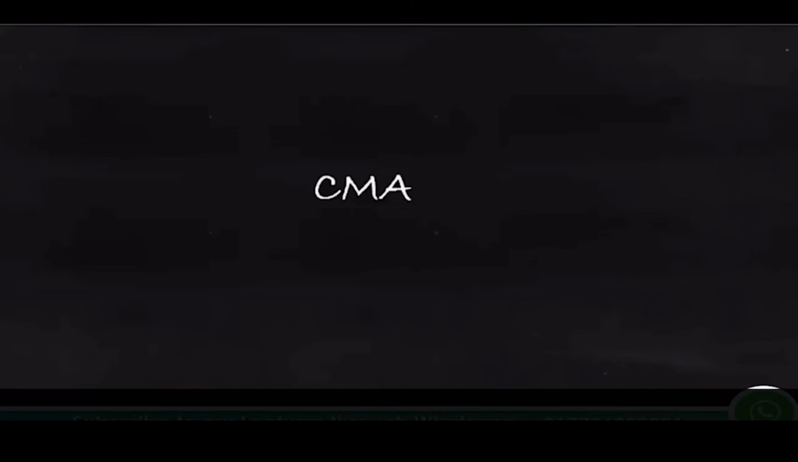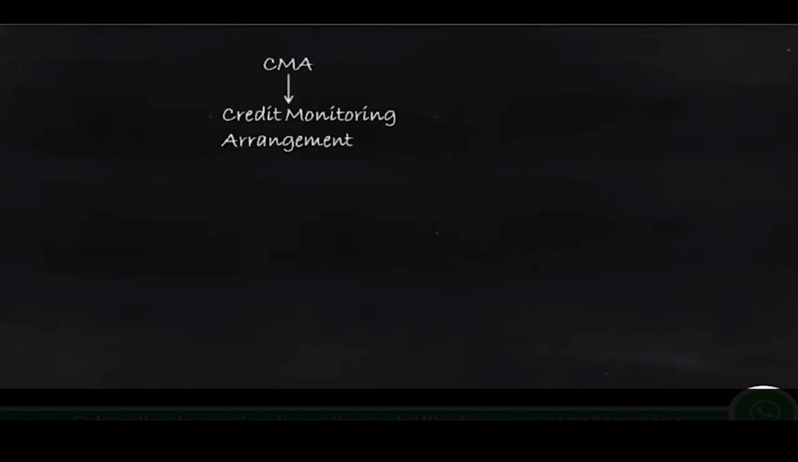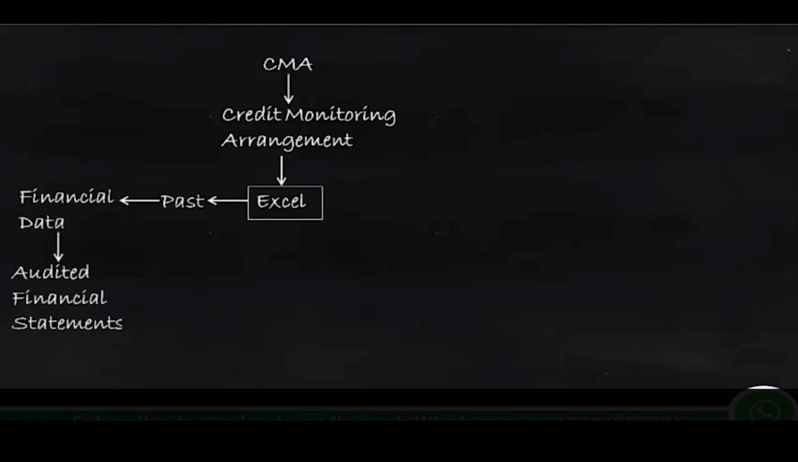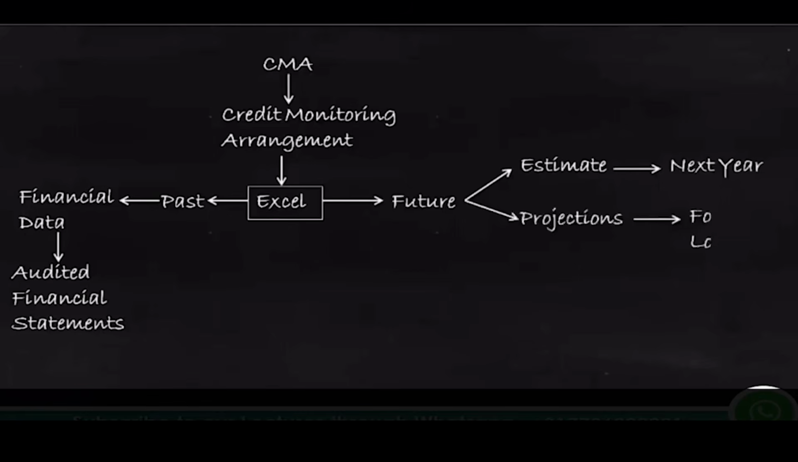So now it's time for us to get into the session. Friends, in this session we'll be understanding what is CMA. In banking, CMA is called Credit Monitoring Arrangement. This is nothing but an Excel sheet which will give information about the past financial data of the customer, which is basically lifted from audited financial statements. It will also give a picture about the future, that is, what they have as an estimate for the immediate future, say the next year, and what they have as long-term plans for their term loan tenors, which are called projections.